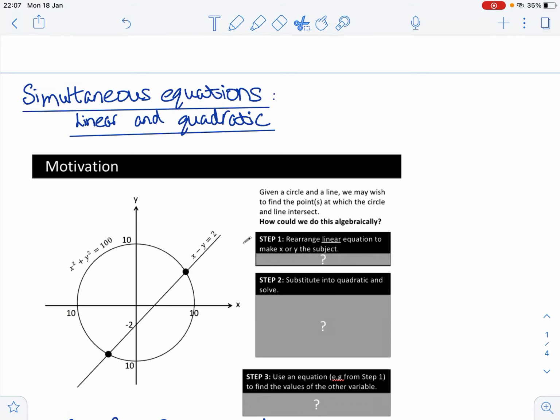Hello everyone. Today we're going to look at solving simultaneous equations. So again, simultaneous equations means that we have two unknowns that are the same value in each of the equations. This time we're going to look at linear and quadratic.